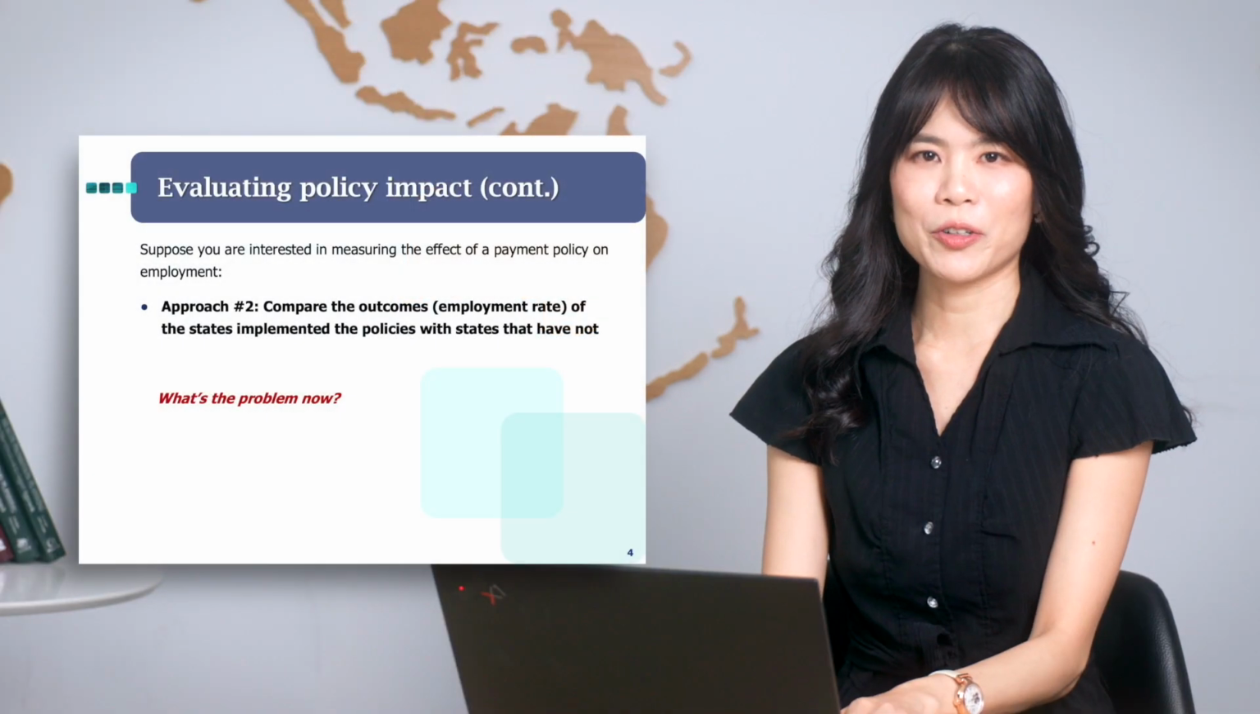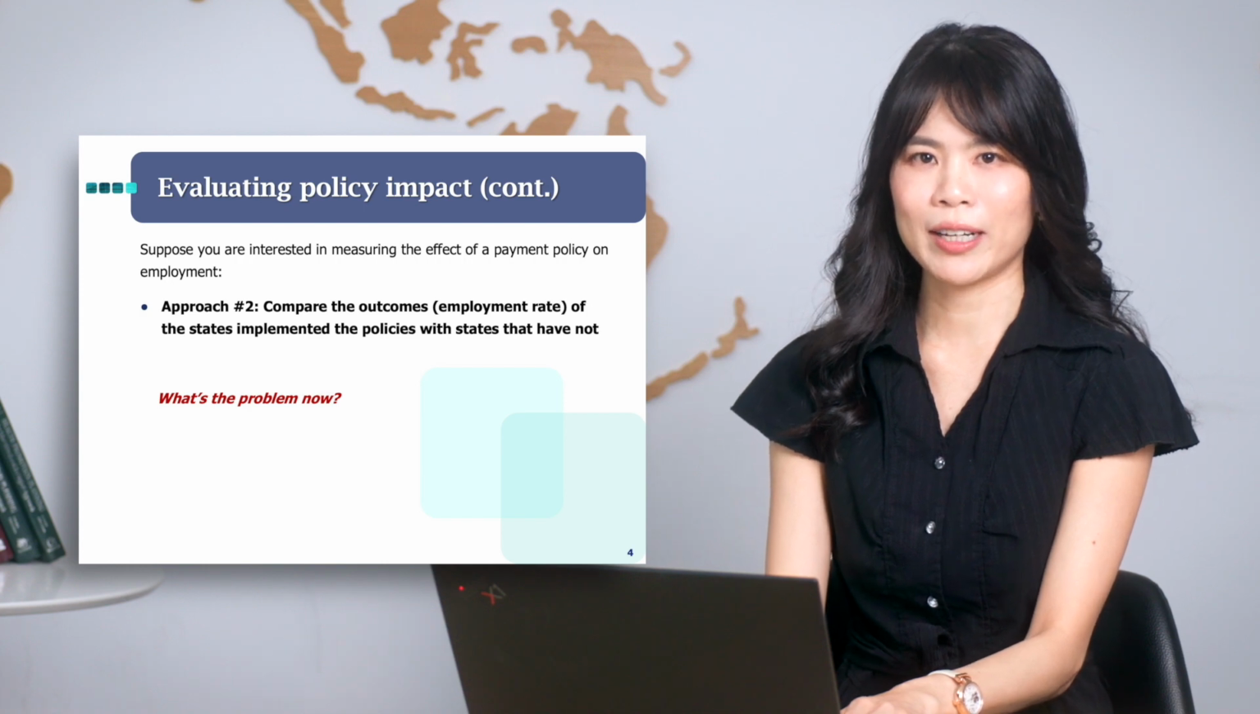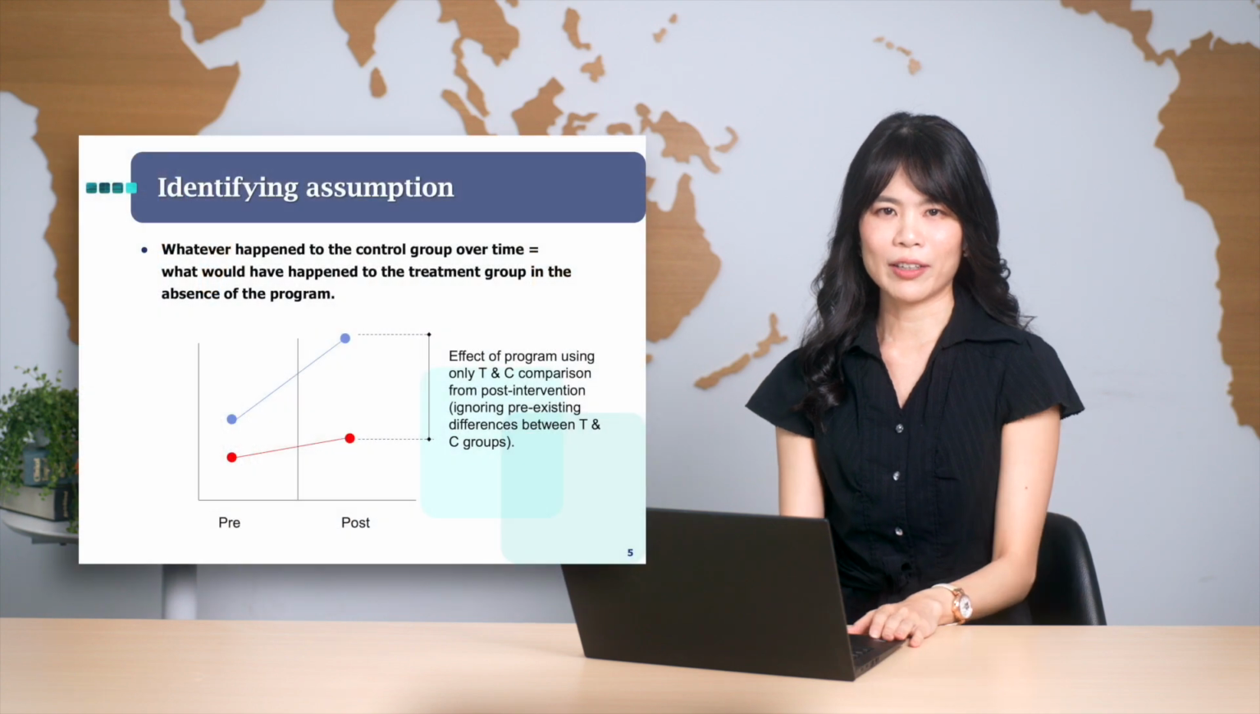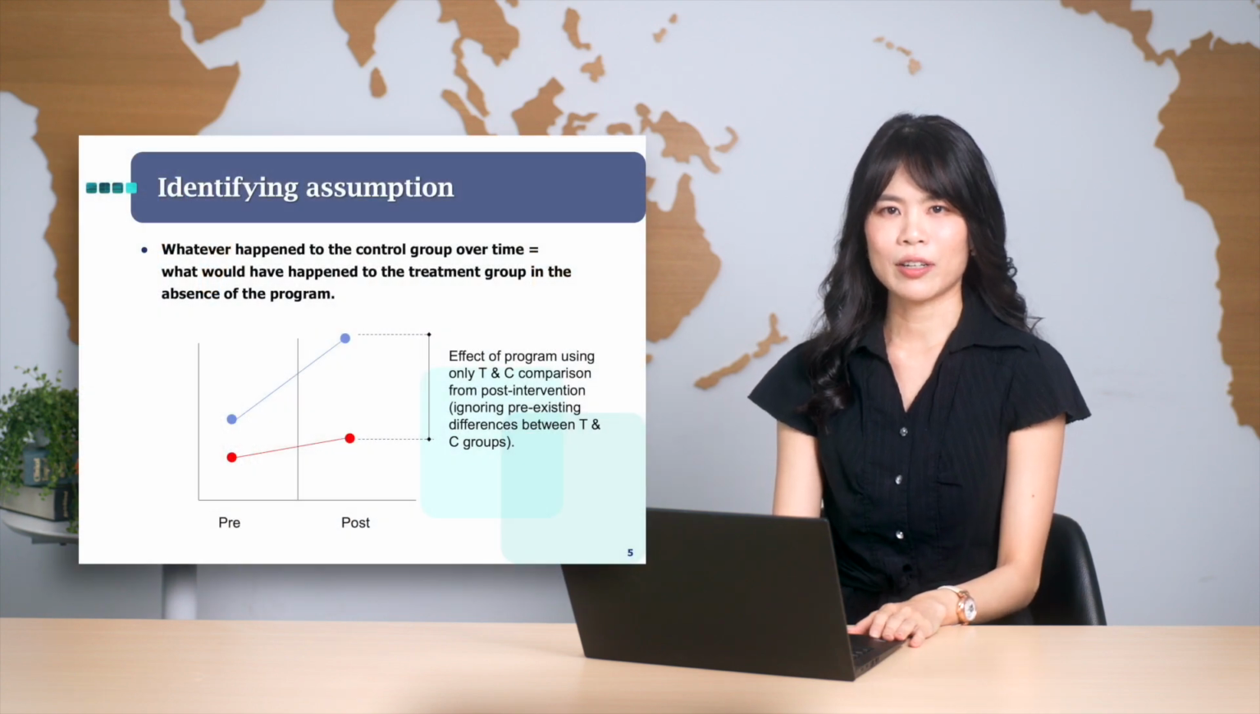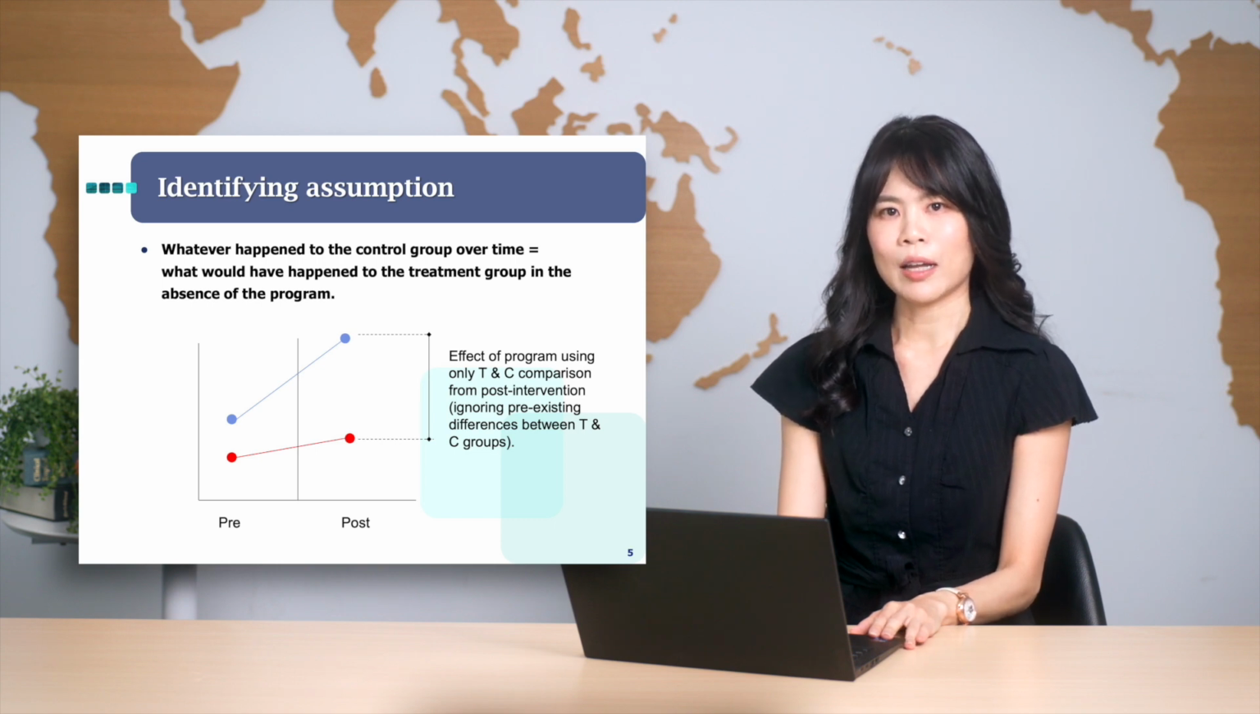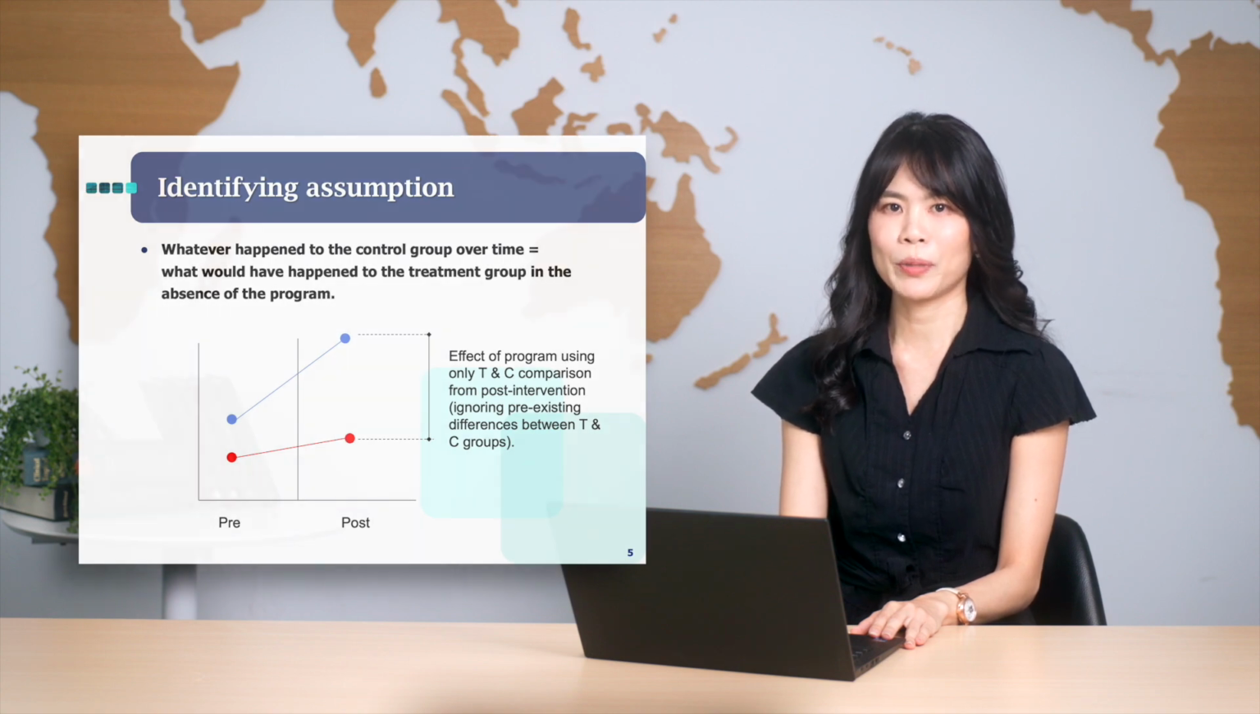The second approach is to compare employment rate between the treatment and the control group. Here's the graphical illustration. The distance here shows the difference in employment rate for the two groups in the post-policy period. However, this distance here again does not necessarily represent the true policy effect because it is clear the two groups have some baseline differences, meaning the employment rate was different before the policy implementation to begin with.